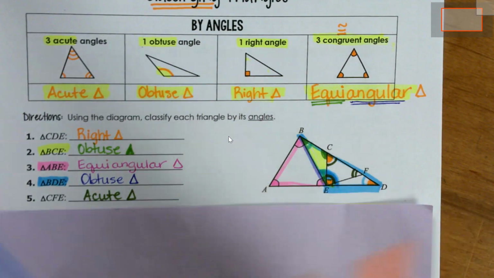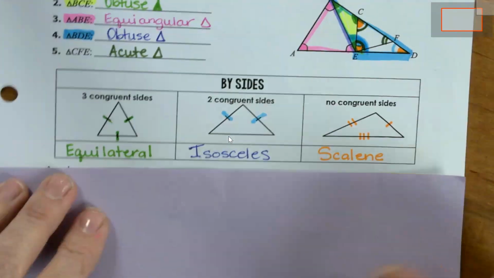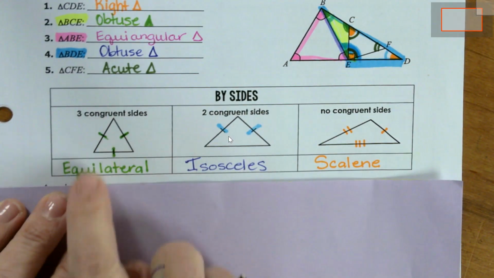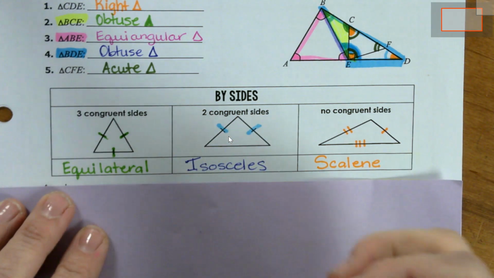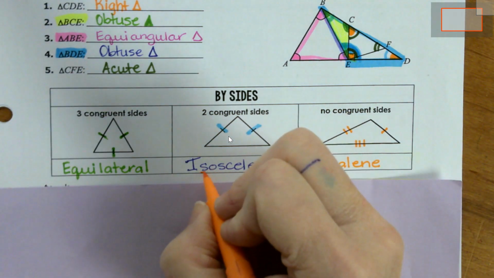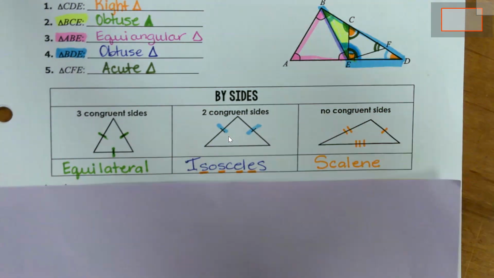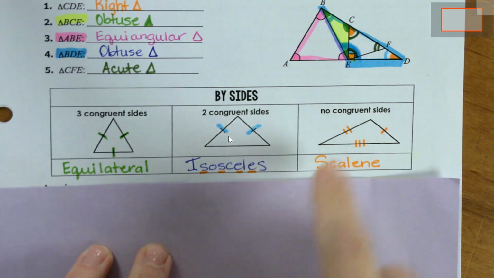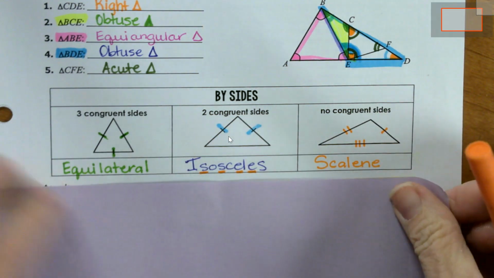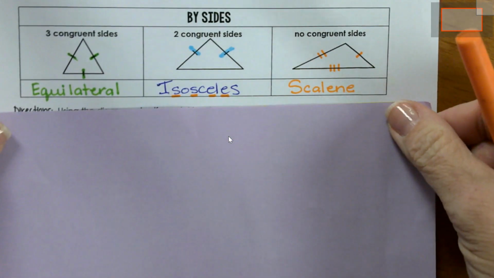You'll need to be able to classify triangles according to their angles. You will also have to classify them by their sides. Three congruent sides is equilateral, two congruent sides is isosceles. Okay, and I kind of think about it this way. I've got two S's here, and I've got two E's here, with a letter in between. It's kind of how I keep that. And then scalene. Okay, each one of these is a different number. Scalene triangle, no congruent sides.